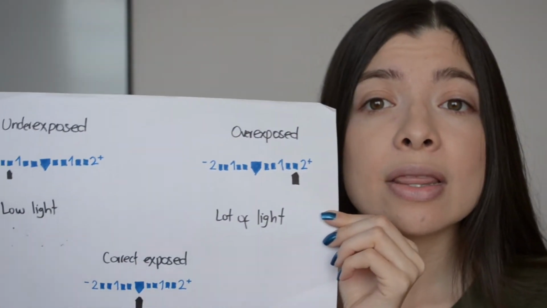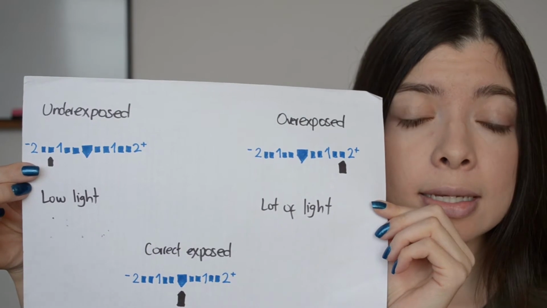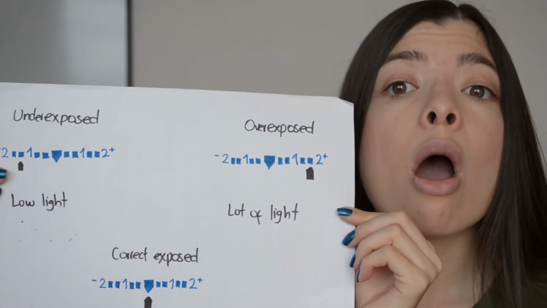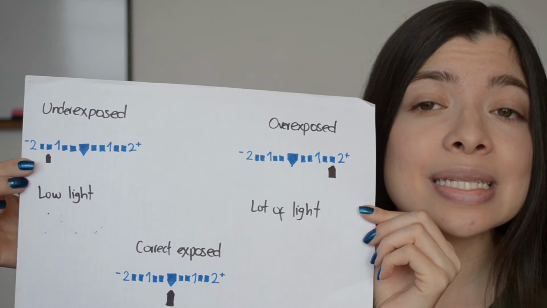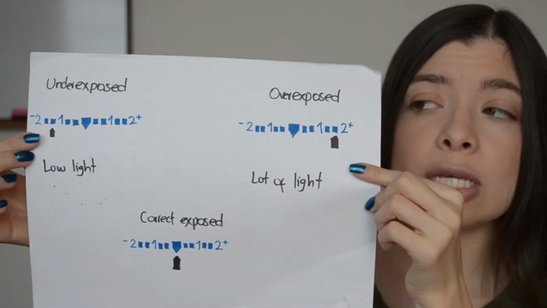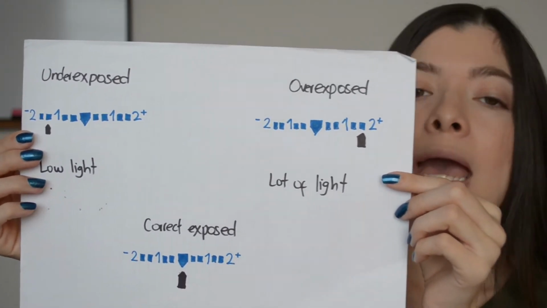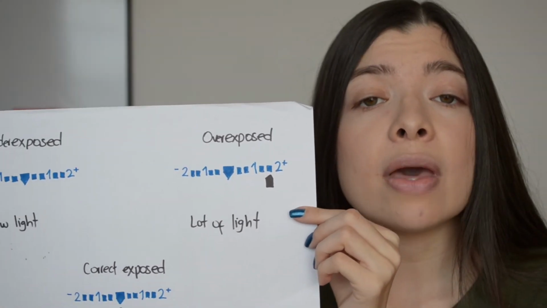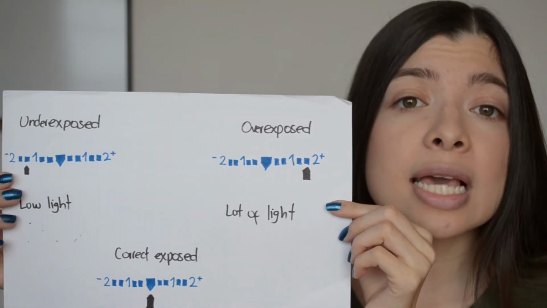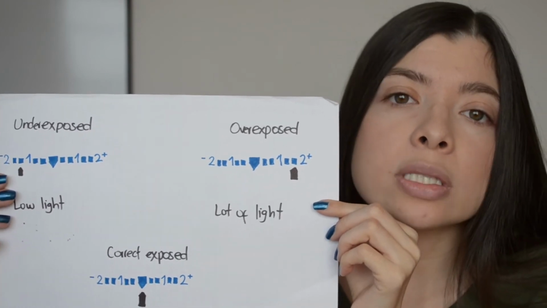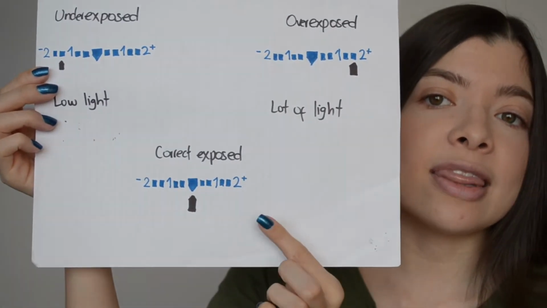What is this? If the picture is underexposed, it means that the picture has low light. If the picture is overexposed, it means that it has a lot of light, like you can see here. So in conclusion, if you want the picture to have a correct exposure, the camera will notify you by showing this one. To reach the correct exposure of the picture, we have to manipulate other tools.